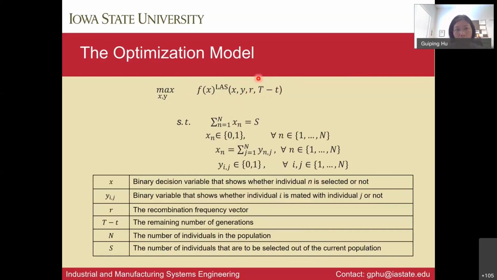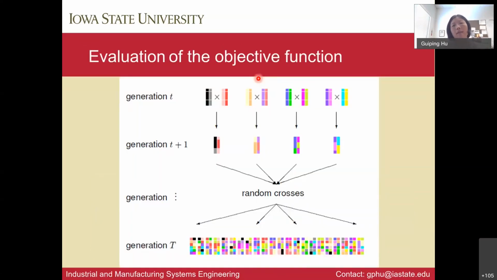So that's that. And in terms of the look-ahead selection, again, the key idea is that we are at generation lowercase t.